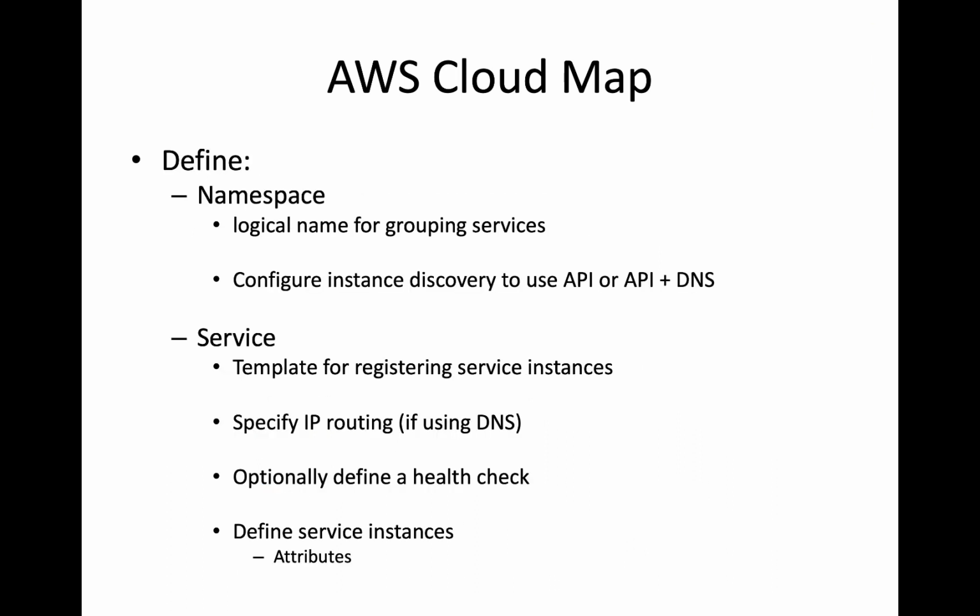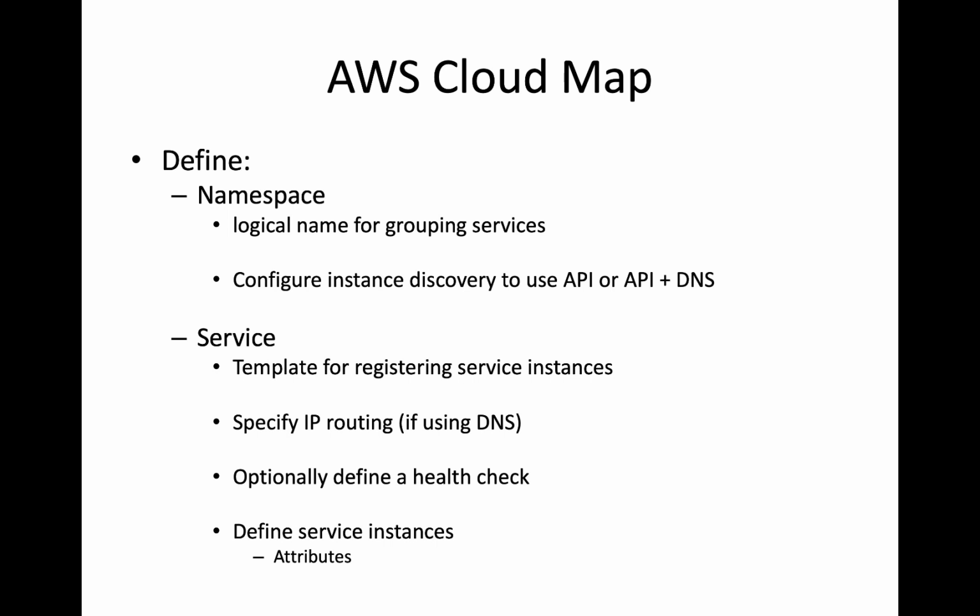How does Cloud Map work? Well, we'll see a more detailed example of this later in the lecture, but there are two different components that you need to be aware of. First, when you configure Cloud Map, you start by defining a namespace. Basically, a namespace is a way of logically grouping together services. The namespace is something that you invent. Think of it as sort of like the domain for Cloud Map.